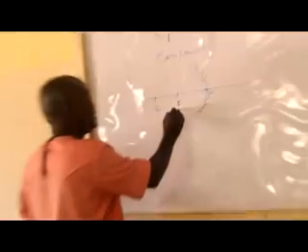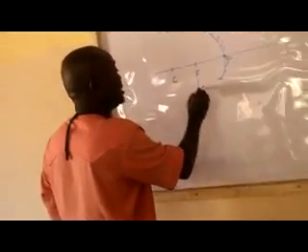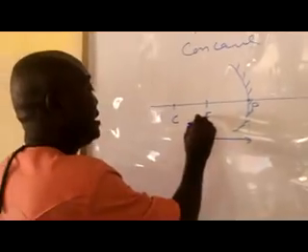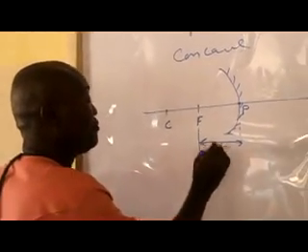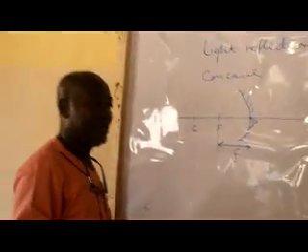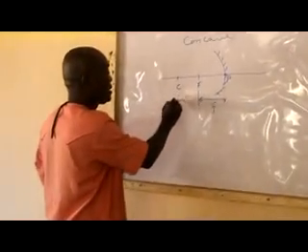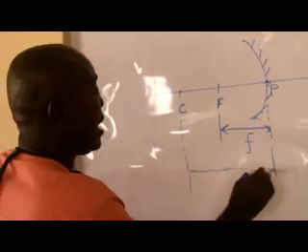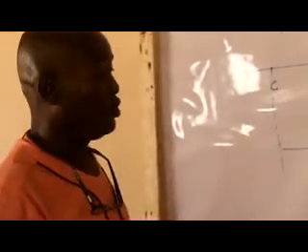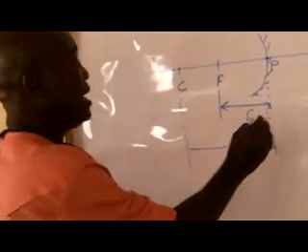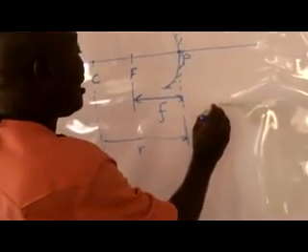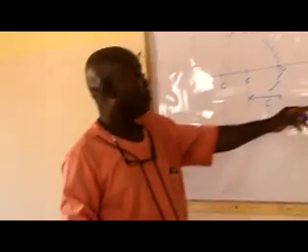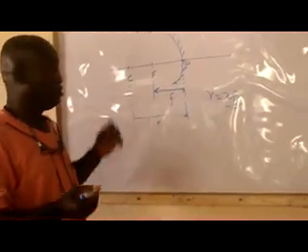Then distance. We're summarizing this lesson; in actual teaching I will define all these things. From F to P is small f, which is called the focal length of the mirror. Then from C to P is R, which is called the radius of curvature. Remember that R is equal to 2F. Multiply the focal length by 2, and that gives you the radius of curvature.